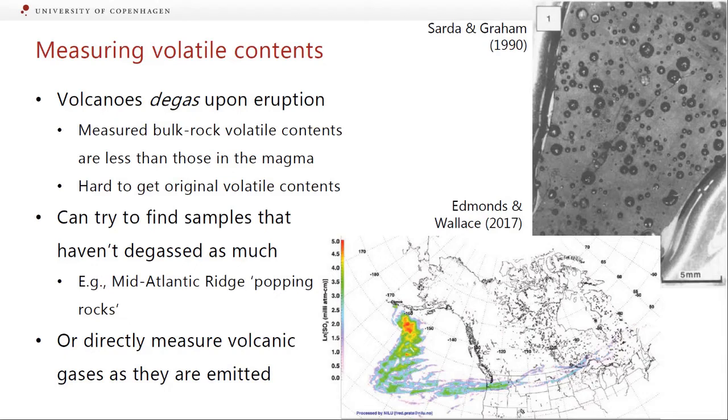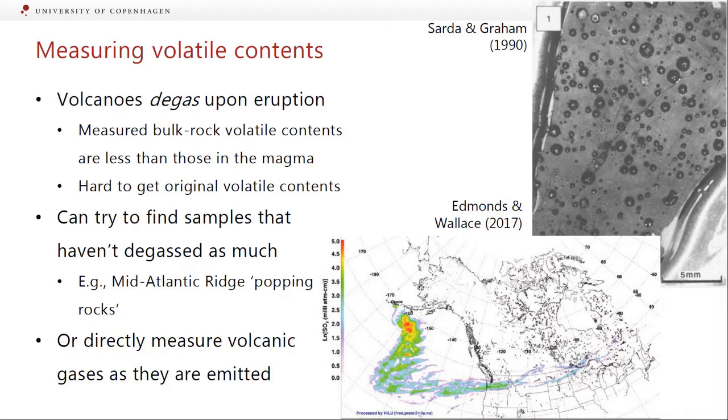So one thing that people have tried in the past is basically to try and find samples that haven't degassed as much. One way you can do this is if you look for lavas that erupted under high pressure, say a mid-ocean ridge. They're covered in a couple of kilometers of water, right? So this means that because the pressure hasn't dropped, more of the volatiles will still be inside the lava and not exsolved as gas phases.